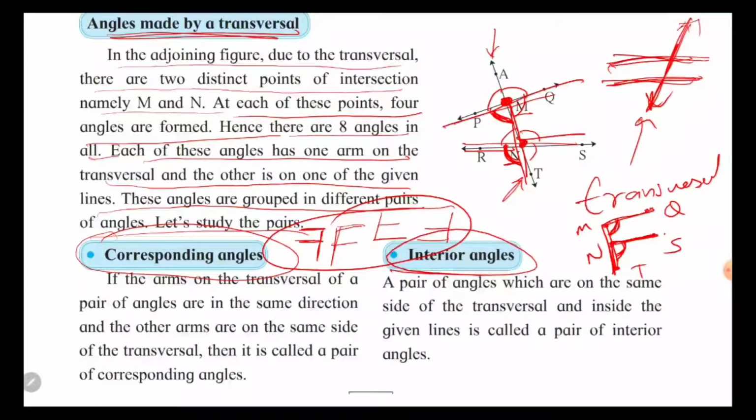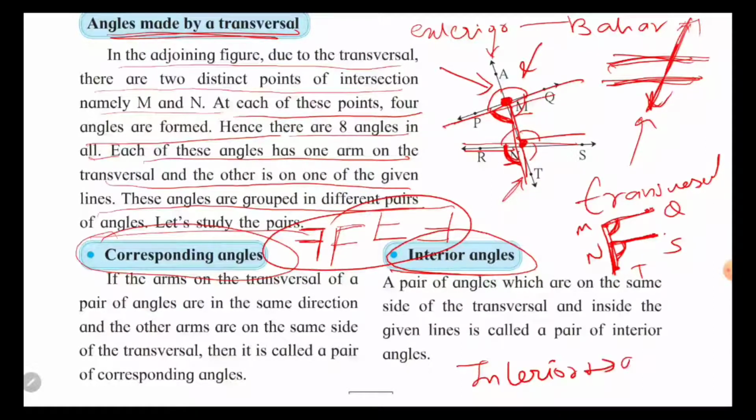Next is interior angles. Okay, so you all can see that this part of the diagram is on the exterior. Now what do you mean by exterior? Exterior means outside, and interior means inside. So this is exterior, this is exterior, this is also exterior, but there are four angles which are in the interior: this one, this one, this one, and this one. These four angles are known as interior angles of the two lines.